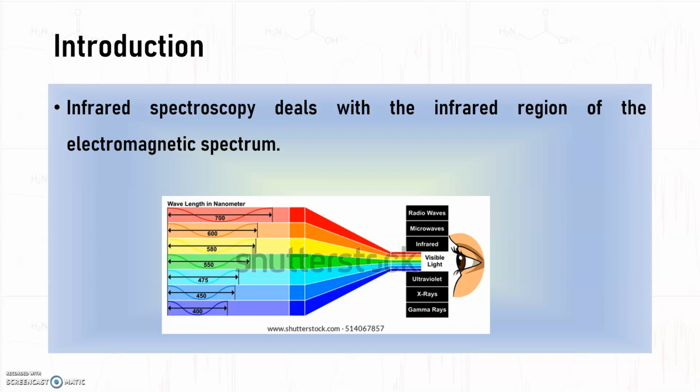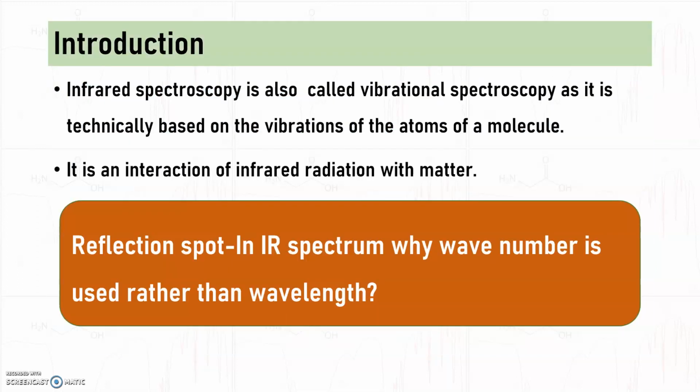Infrared spectroscopy deals with the infrared region of the electromagnetic spectrum. Infrared waves are invisible electromagnetic waves that are detected as heat. It contains higher energy than microwaves but lower than visible light. Infrared spectroscopy is also called vibrational spectroscopy as it is technically based on the vibrations of the atoms of a molecule. It is an interaction of infrared radiation with matter.